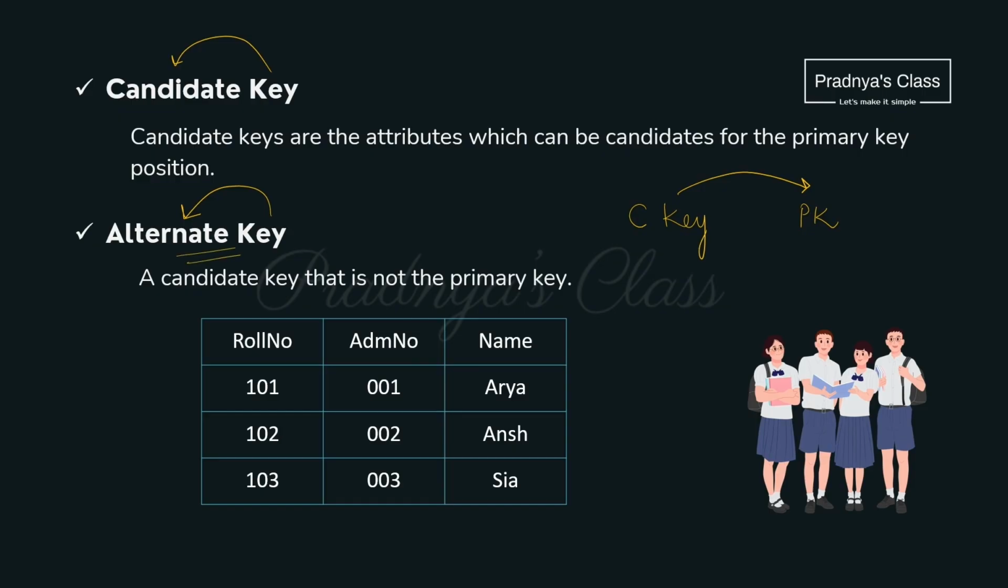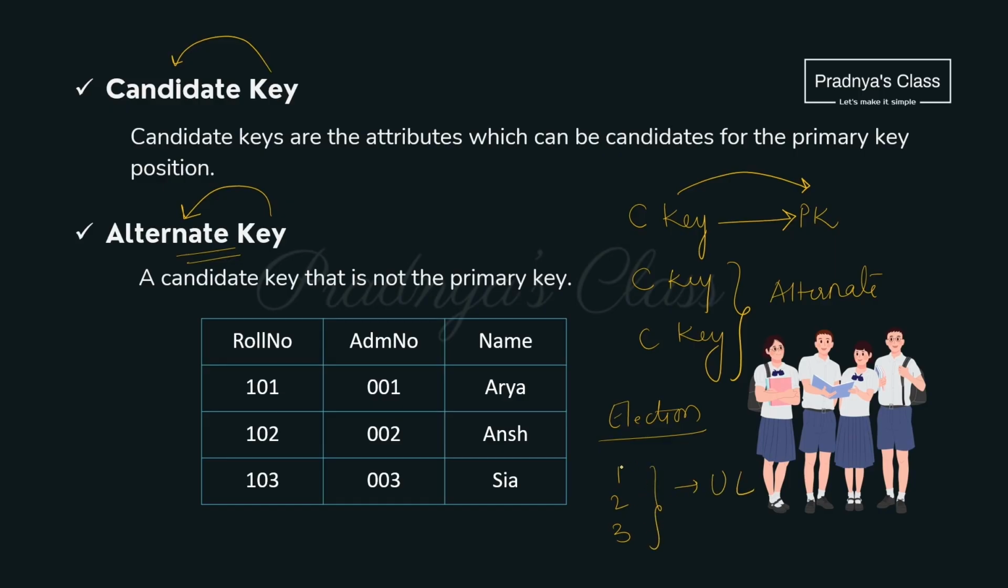Then what is the alternate key? Let's imagine there are 2-3 candidates key which can be primary key, but one of them become the primary key, then the remaining will be called as the alternate key which couldn't be the primary key. You can easily understand this concept with simple example. Imagine there is an election in college for some student union. There are 3 candidates which are eligible to become a union leader. But out of that only one will become the union leader. The rest of the students will not.